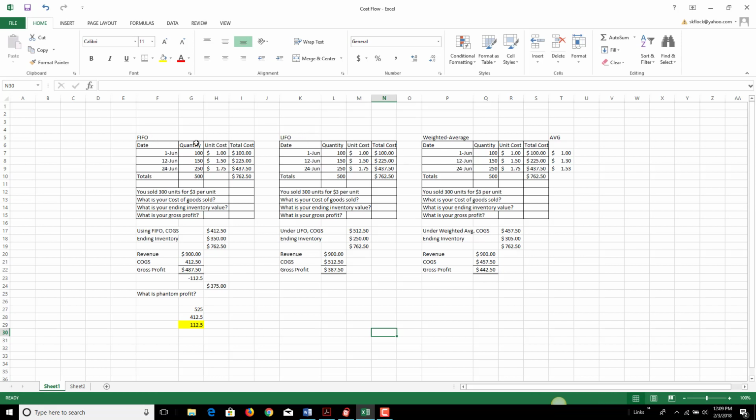And the choice to use one or the other is strictly a business decision based on the goals of the business. Do you need to show higher profit, or do you need some tax savings here?